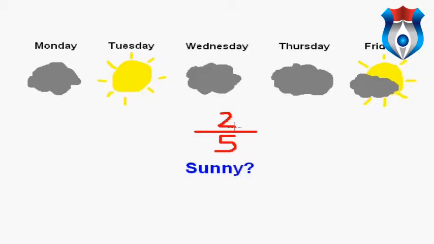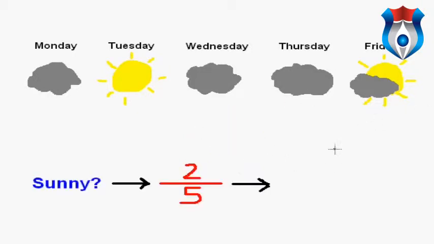Now, once again, when we're working with probability, we want to find what the percent is that something's going to happen. So we're going to turn this 2 out of 5, or 2/5, into a percent. So we divide the 2 by the 5. And when we do, we get 40%. So there's a 40% chance this week anyway that there's going to be sunny skies.